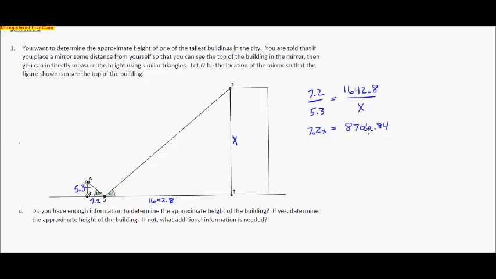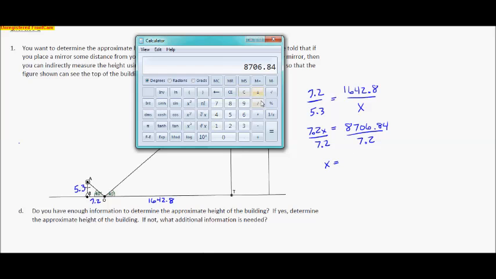And now I have an equation, and I'm going to solve for x. So I divide by 7.2, and I divide by 7.2 on both sides. And I need my calculator again. So I need to divide that by 7.2. And oh, that's not a pretty number, but it's approximately. So I'm going to round this to the nearest tenth.